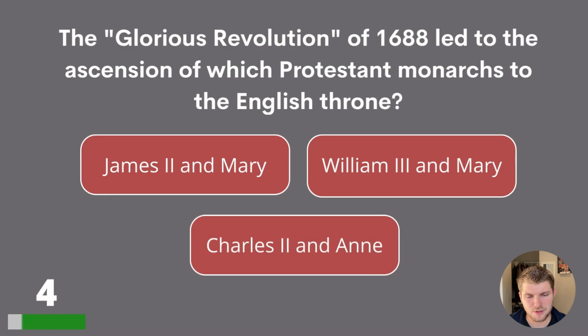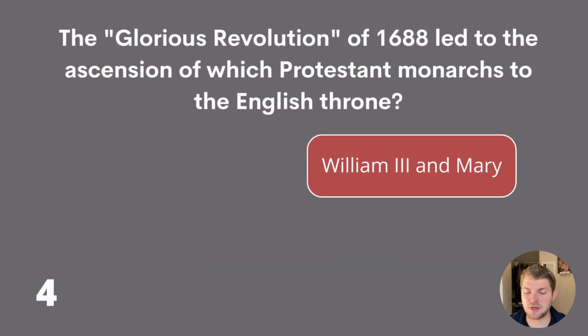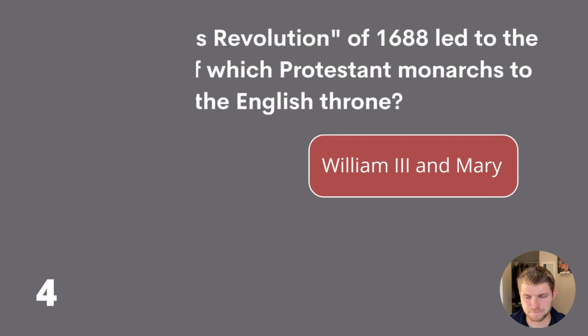4. The Glorious Revolution of 1688 led to the ascension of which Protestant monarchs to the English throne? James II and Mary, William III and Mary, or Charles II and Anne? The answer is William III and Mary.